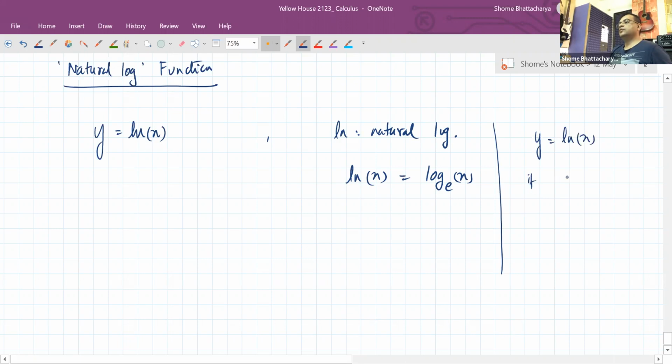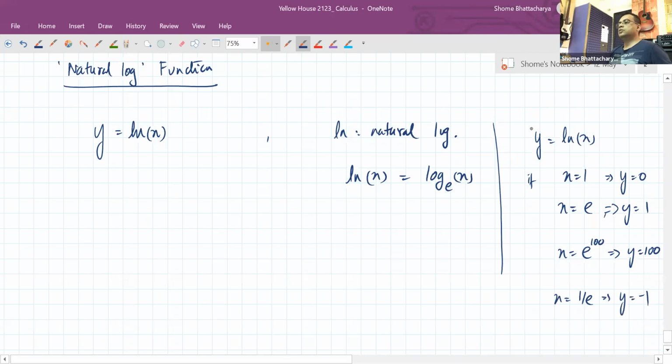For example, if x is equal to 1, it means y is equal to 0. If x is equal to e, it means that y is equal to 1. If x is equal to, let's say, e raised to the power 100, it means y is equal to 100. If x is equal to 1 by e, it means y is equal to -1. Because the inverse of this is that x is equal to e raised to the power y. Okay, that is the meaning of log.